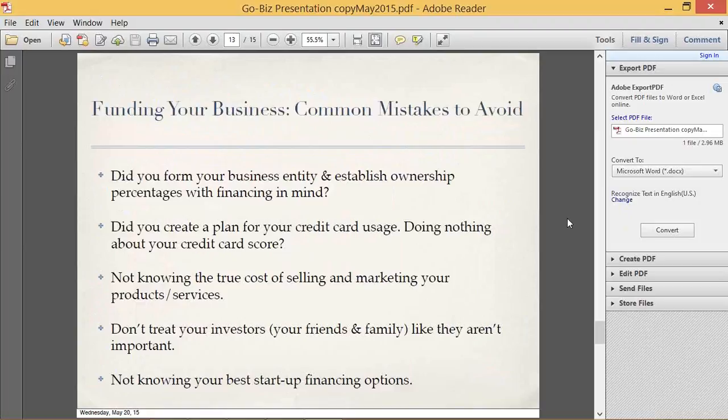One is, did you form your business entity and establish ownership percentages with financing in mind? And that means that you want to make sure that if you have partners, what are the implications of that?